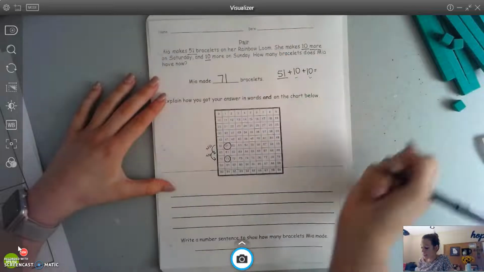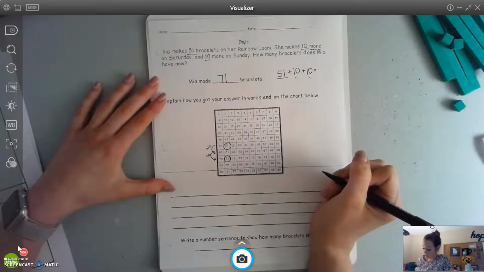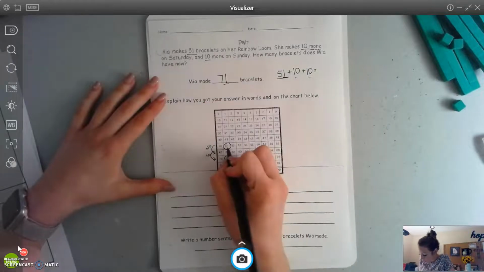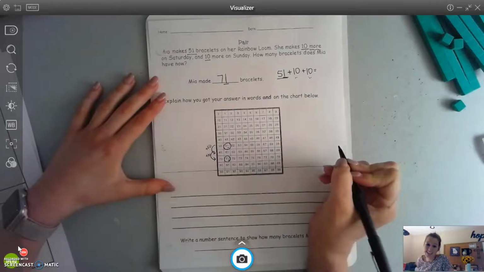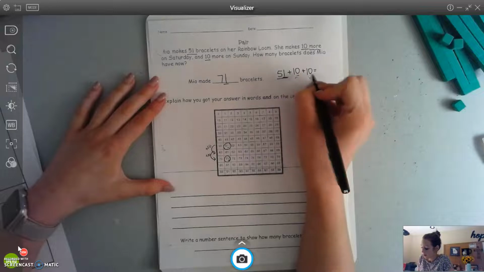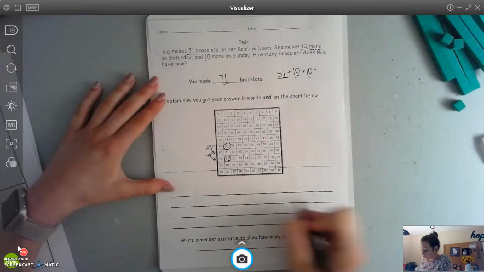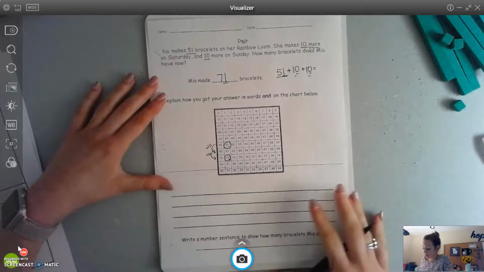So Mia made 71 bracelets total. Notice your ones place did not change. Your ones place stayed the exact same because you added by a number that didn't have anything in the ones place, okay? And then you can go ahead and explain your answer under the chart.